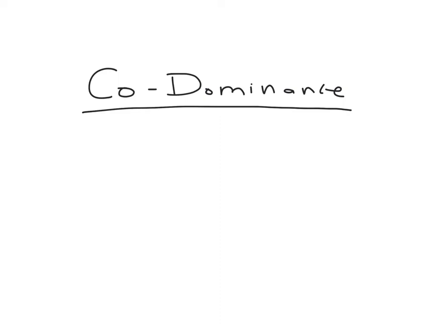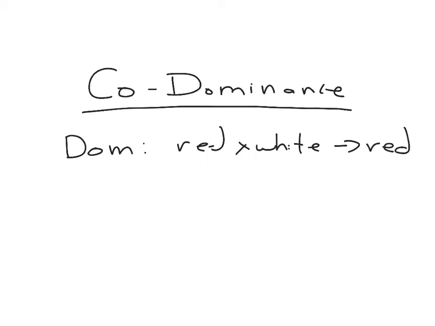Okay, this is the new topic for the week, and this is codominance. Codominance is an example of what we call non-Mendelian inheritance, similar to incomplete dominance. So thus far what we've learned is regular dominance, and in regular dominance, if you have a red flower and a white flower, they will cross to produce potentially either red or white flowers depending on what is dominant.